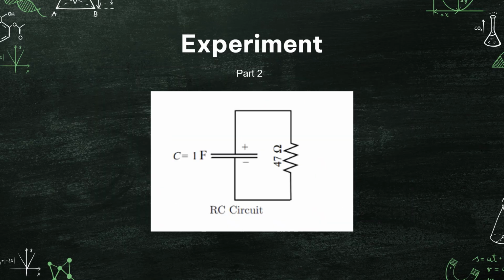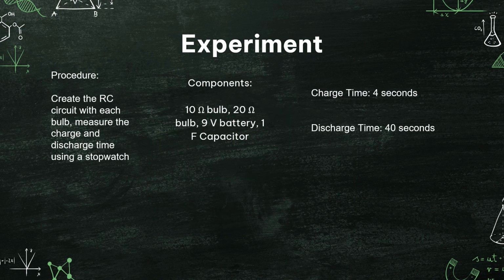Now the second part of the experiment is to create this RC circuit, and I'm about to get into more details of what we actually do on the next slide. The procedure for this experiment is to create the RC circuit shown on the last slide with each bulb, and then measure the charge and discharge time using a stopwatch.